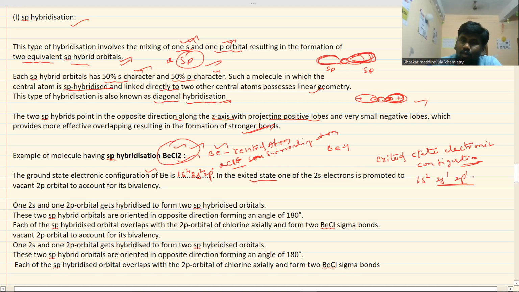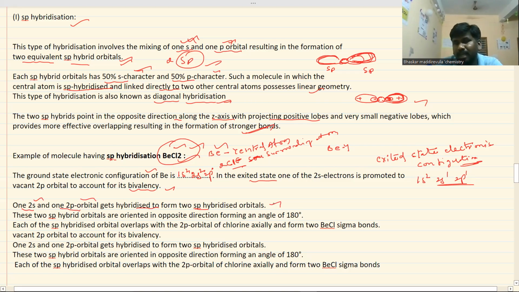There are two single, half-filled electrons in it, so it will possess a divalency. Now, for forming the sp hybridization, as we already learned, we require one s orbital and one p orbital. That's why one 2s orbital and one 2p orbital get hybridized and give 2sp hybridized orbitals.